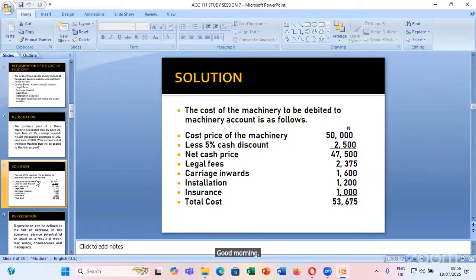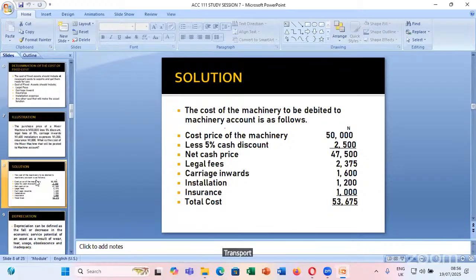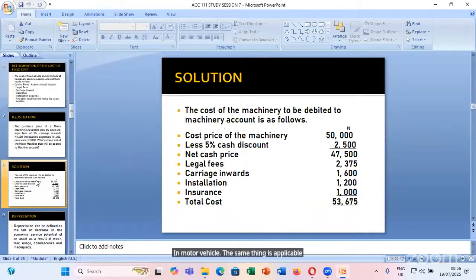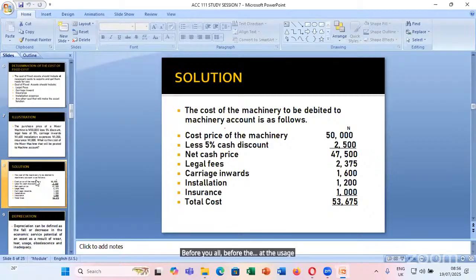Sir, I have a question on the insurance. I thought that the insurance is not supposed to be included unless it is directly related to transporting or installation of the machine. No, the insurance is part of the cost. The example I gave about a motor vehicle: all of these are costs that you incur before you are able to use the motor vehicle. The same thing is applicable here. There are costs that you have incurred before the usage of the machine. It's part of the cost. Any other question on that?